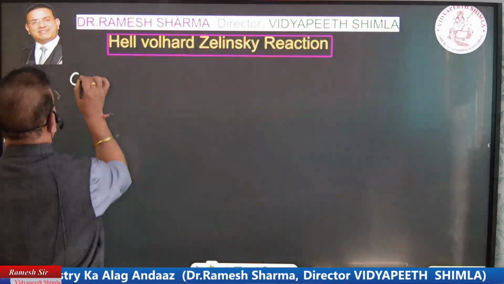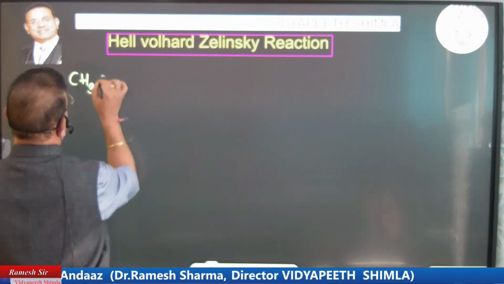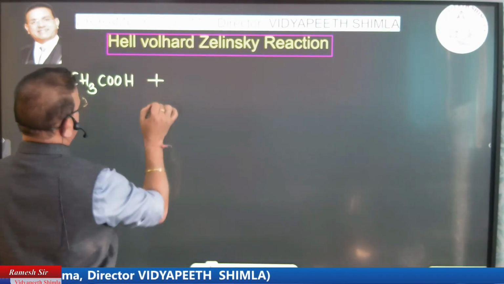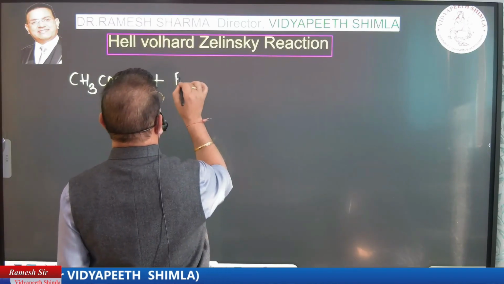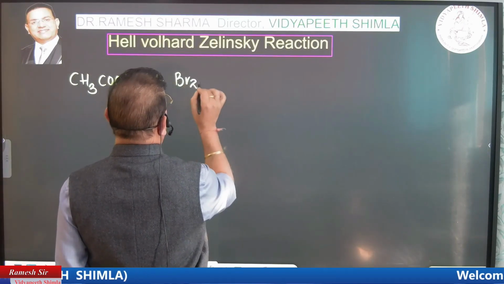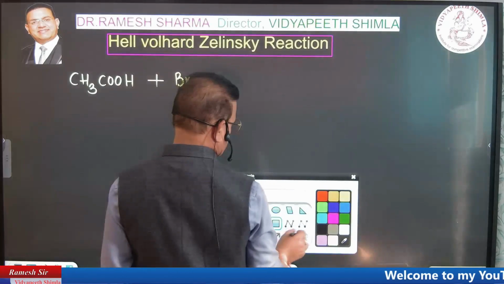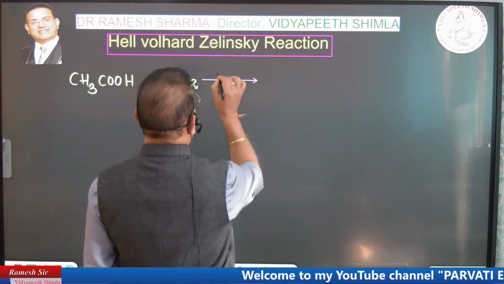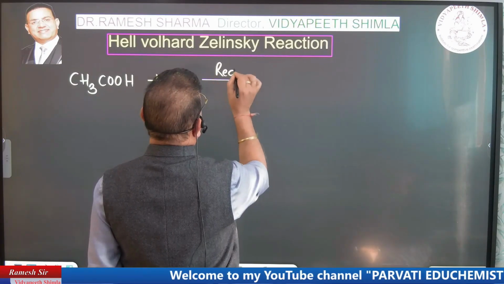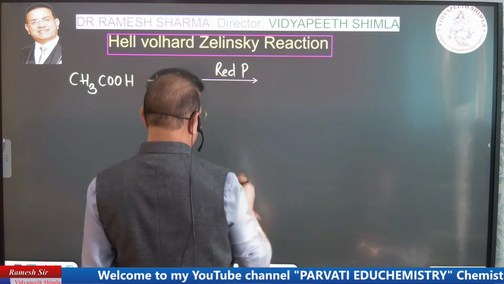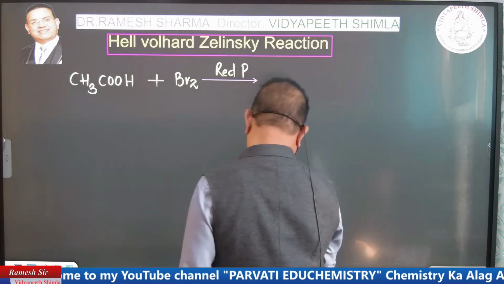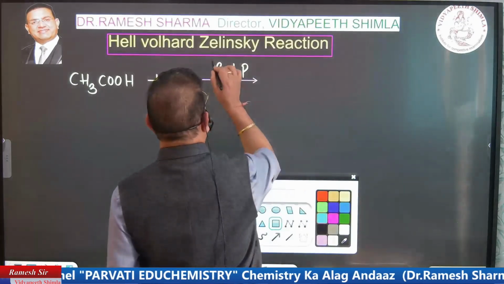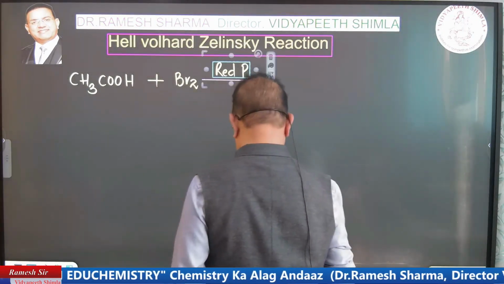The alpha hydrogen containing carboxylic acid is treated with bromine in presence of red phosphorus. Now the question is, what is the role played by this red phosphorus?